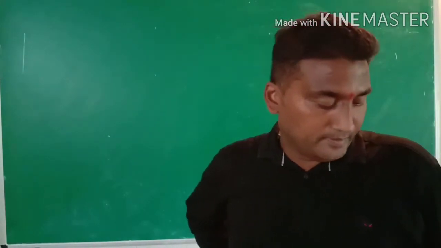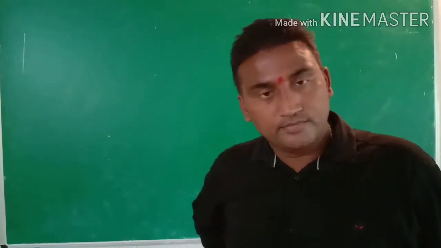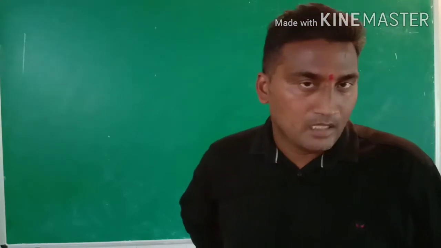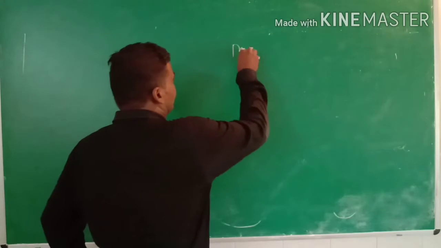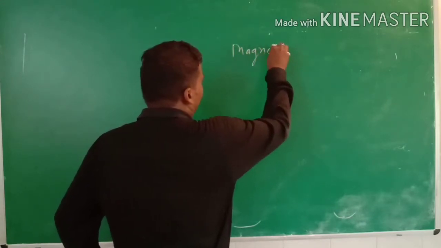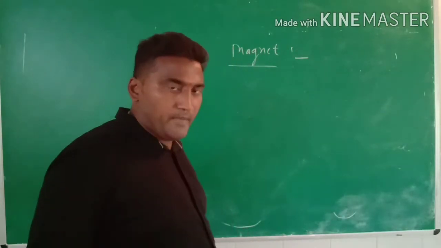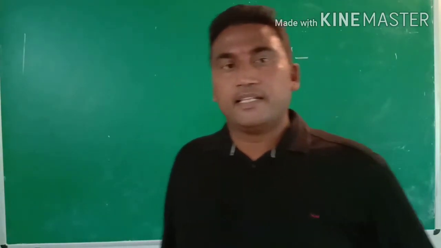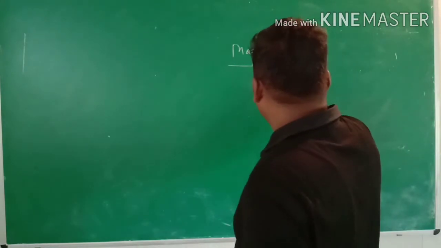Today we are discussing an important chapter of class 12th, magnetic effect of current. The first topic is magnet. What is a magnet? The word magnet is taken from the Latin word magnetite. It is an ore of iron, Fe3O4.